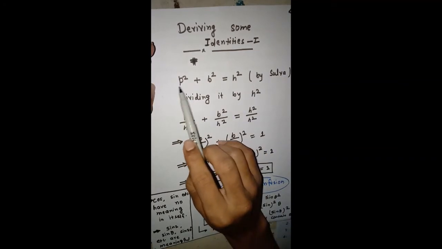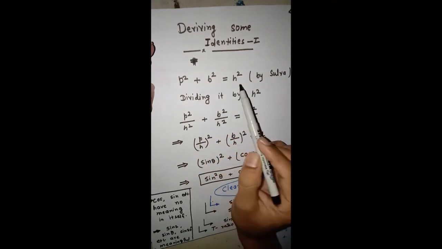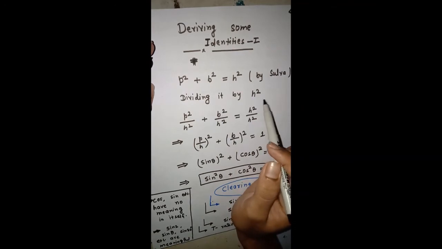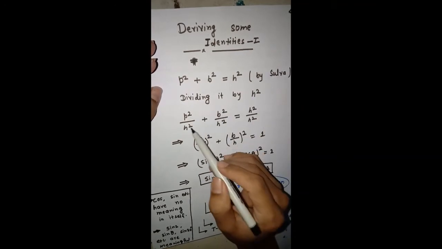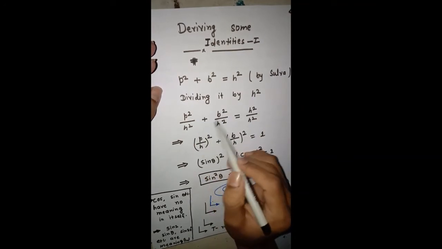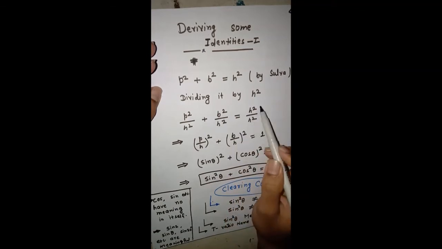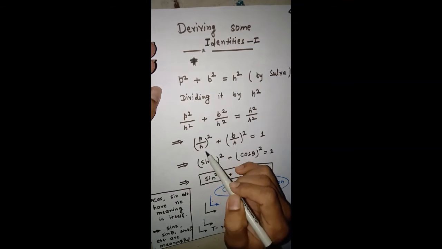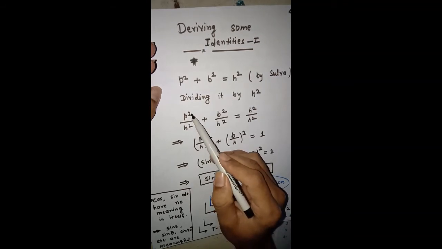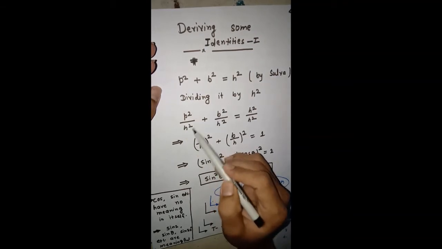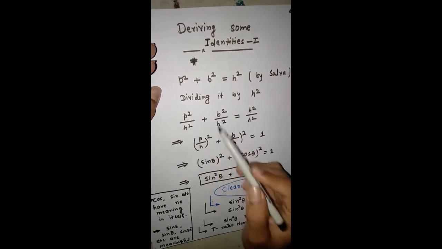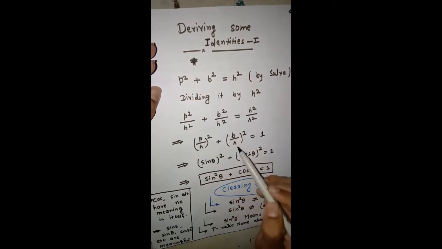As we know, the Sulva Sutra said P square plus B square equal to H square, and dividing by H square we get P square by H square plus B square by H square is equal to H square by H square. According to law of exponent, if the power is same, then we can take it as a whole. Yes or not? So I take it as a whole is equal to 1.